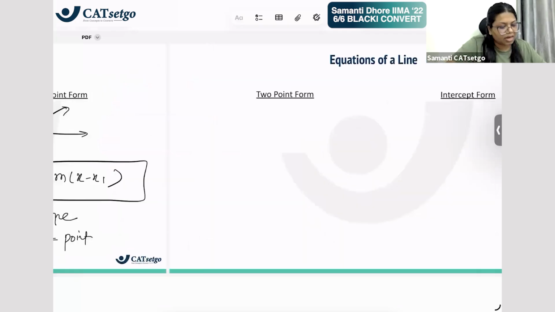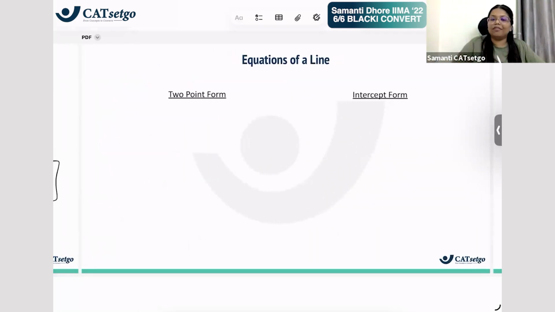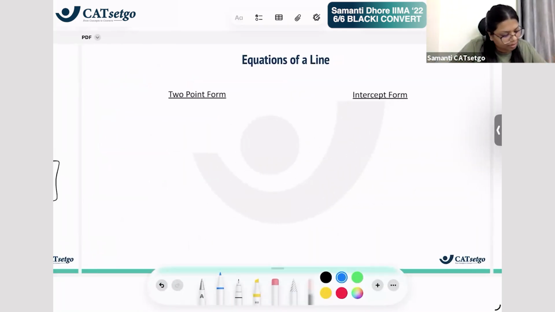Now next we have two more formulae: the two-point form and the intercept form. What does it mean?